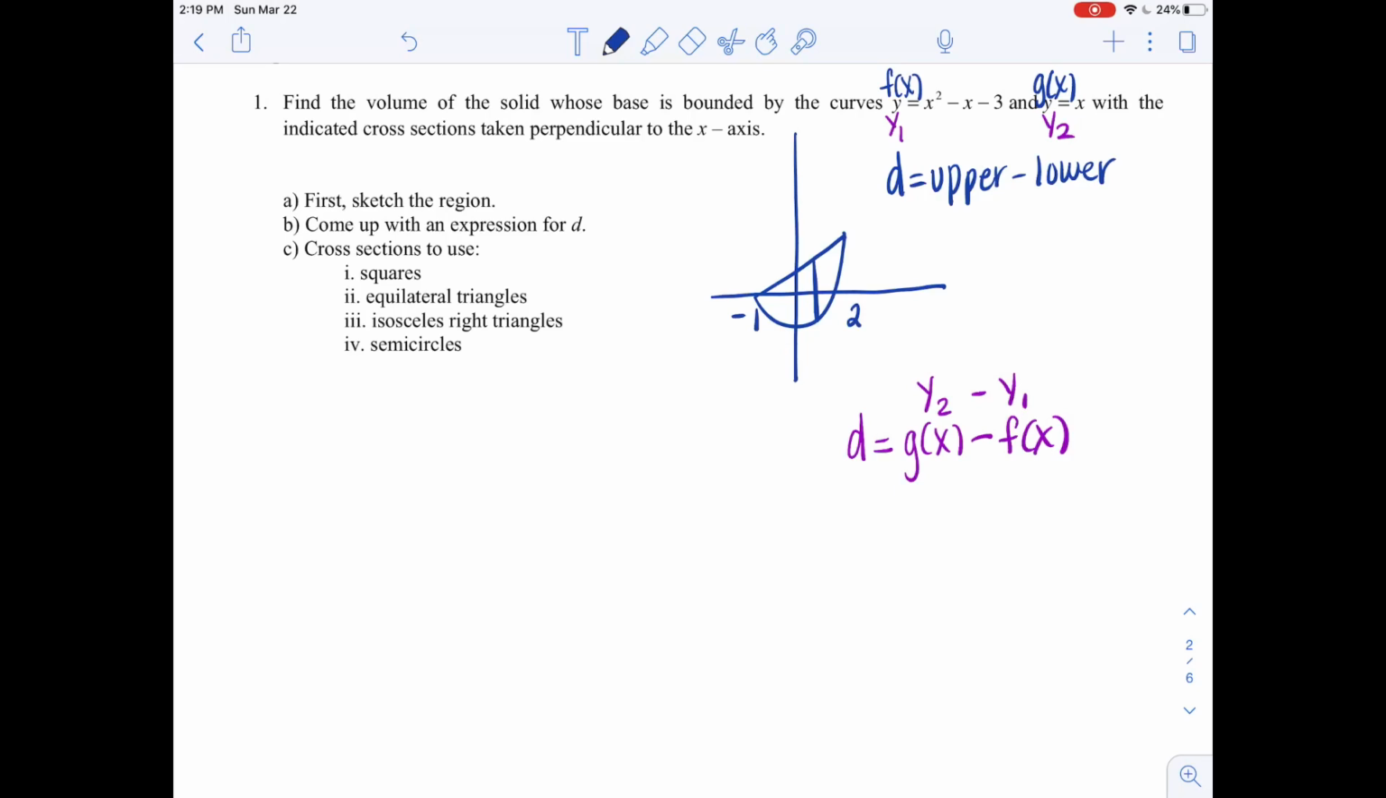Okay, honestly, the hardest part is what you've just done. Figure out what it looks like, figure out what the bounds of the region are going to be, and then on top of that, just memorize what your cross-section formulas are. So let's start with squares.